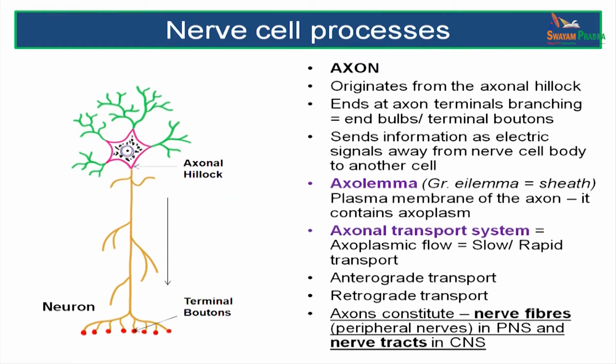The axon, I told you, is a long slender process which carries impulses away from the nerve cell body. The axon has an axolemma, which is a covering sheath or the plasma membrane. There is an axonal transport system having an anterograde flow and a retrograde flow. The nerve fiber that we talk about in the peripheral nervous system is basically the axonal fibers. They form nerve tracts in the central nervous system.